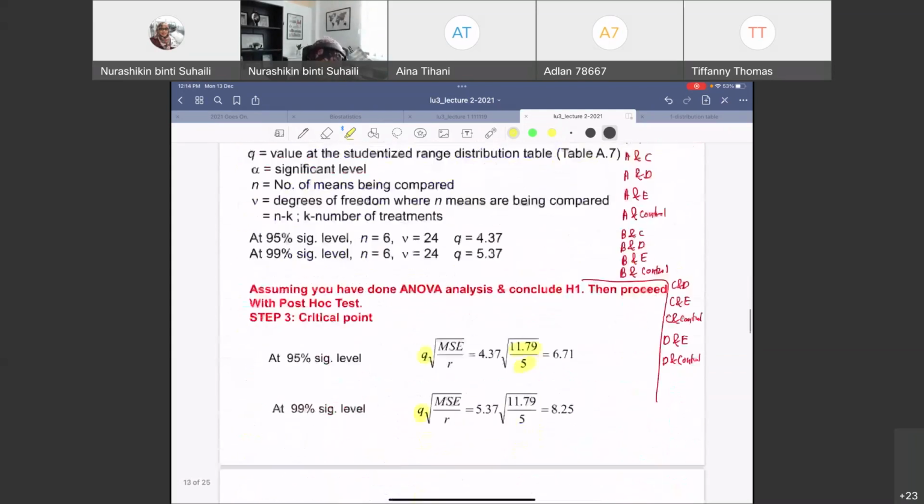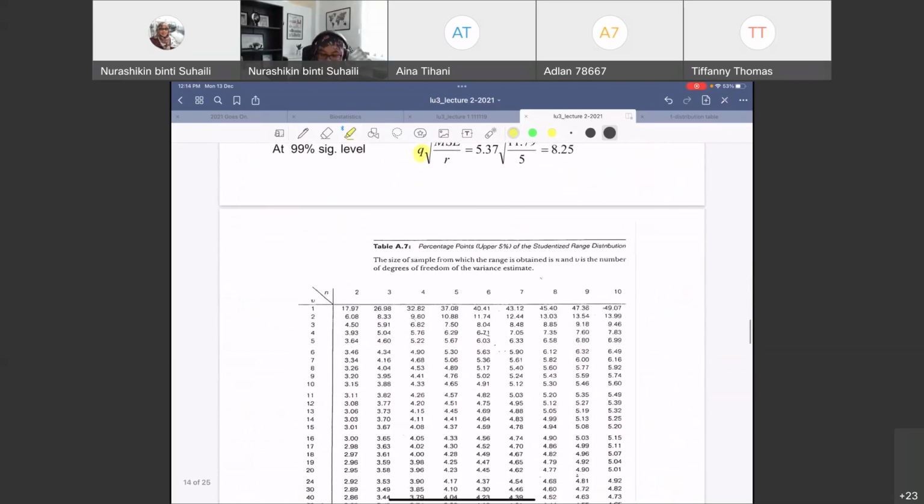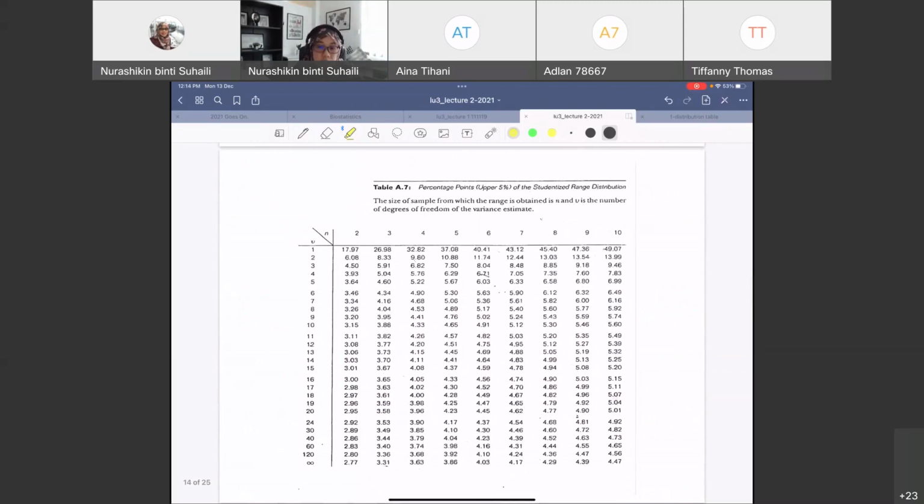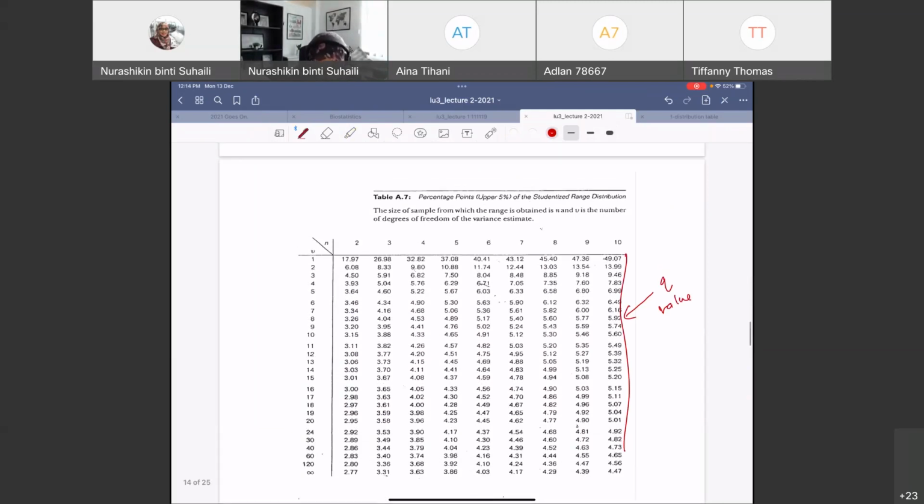It's 0.01. Okay. So this is the studentized range distribution table. This is a table that you use to find the Q value. Okay, and this is actually referring to the Q. The whole thing here is Q value. Okay. Now, you know what is N and B?